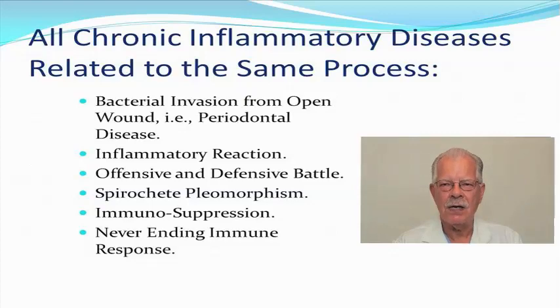But once the disease state starts and spirochetes proliferate out of control, they become the instigator, I feel, in most of the chronic inflammatory disease. They're able to produce immunosuppression, which we're going to talk about later. There's a never-ending immune response when spirochetes are present in the tissue, which results in chronic inflammatory diseases long-term.